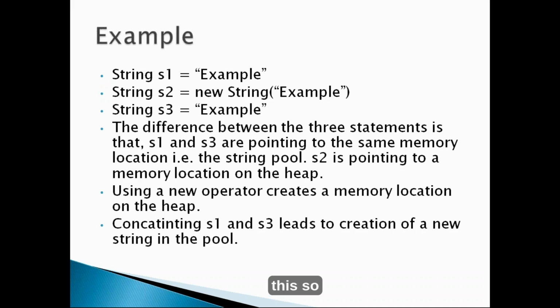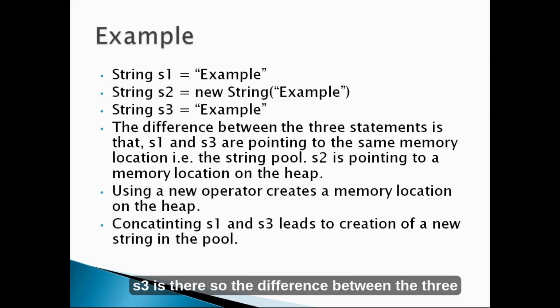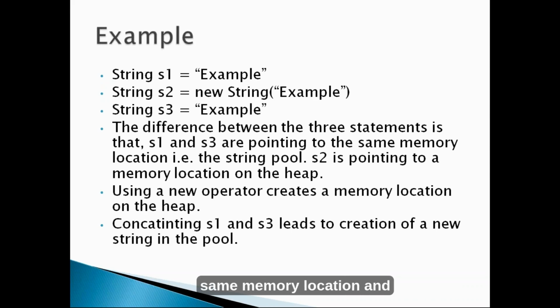Example is this. Now s1, s2 and s3 are there. The difference between the three statements: s1 and s3 are pointing to the same memory location in the string pool, and s2 is pointing to a memory location on the heap. Using a new operator creates a memory location on the heap. Concatenating s1 and s1 leads to creation of a new string in the pool. This is one of the case studies.